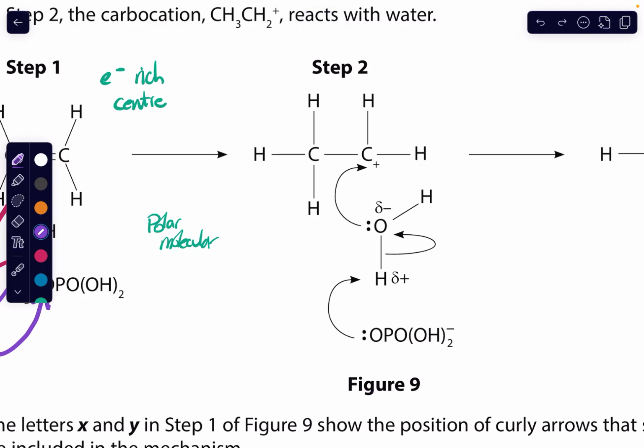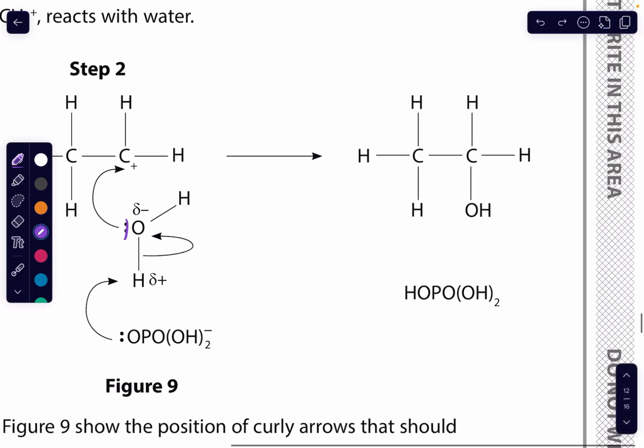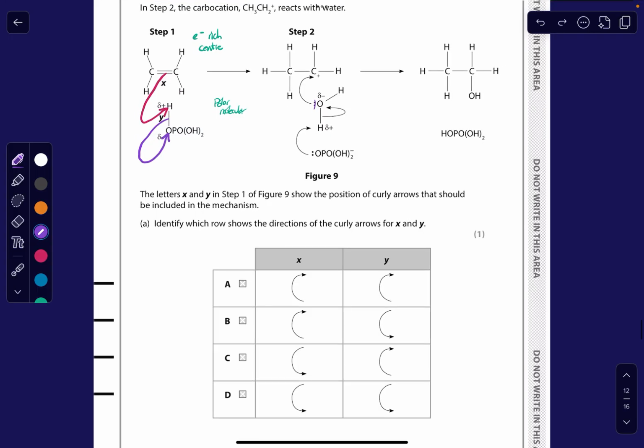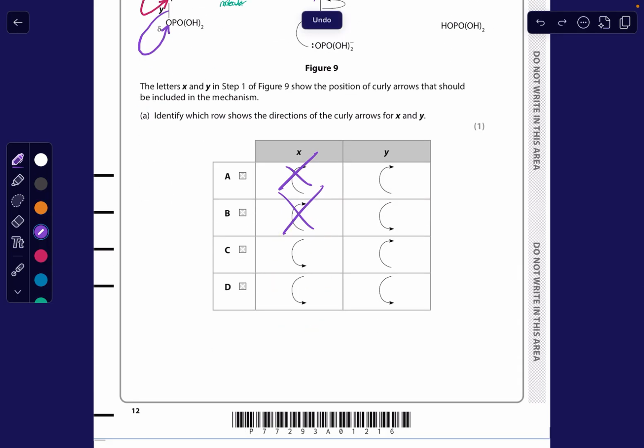That's okay. But what we've got here is the water that's come in, uses a lone pair of electrons and bonds to there. That breaks this bond here. And then we finally get our alcohol. Right. Let's go back to the question. The question wants us to draw the curly arrows for X and Y. Remember, a curly arrow is the movement of a pair of electrons. The pair of electrons in the double bond go to the H. It means we're going downwards, which means it can't be this one or this one. But it could be C or D.